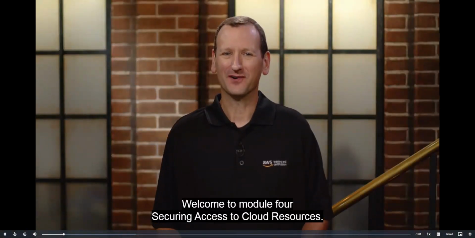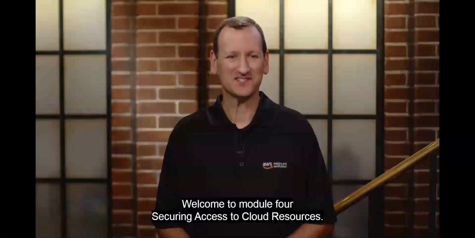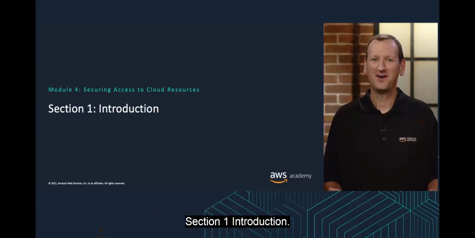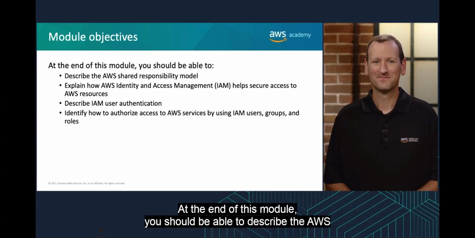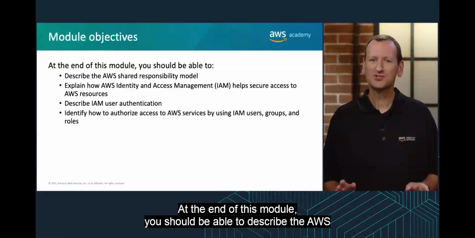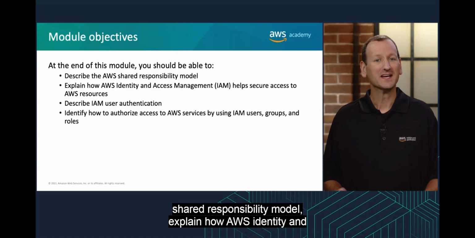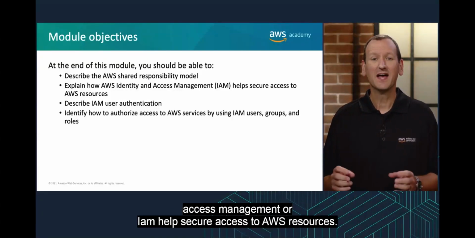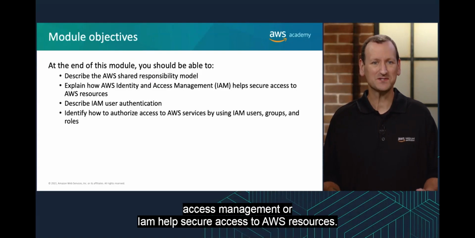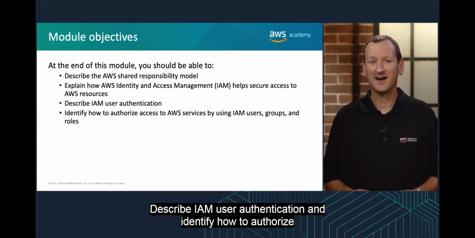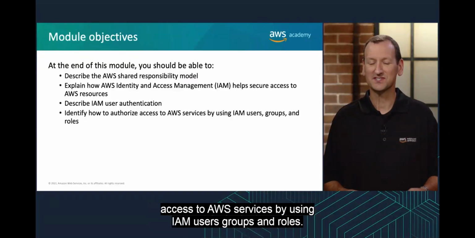Welcome to Module 4, Securing Access to Cloud Resources. Section 1, Introduction. At the end of this module, you should be able to describe the AWS Shared Responsibility Model, explain how AWS Identity and Access Management, or IAM, helps secure access to AWS resources, describe IAM user authentication, and identify how to authorize access to AWS services by using IAM users, groups, and roles.